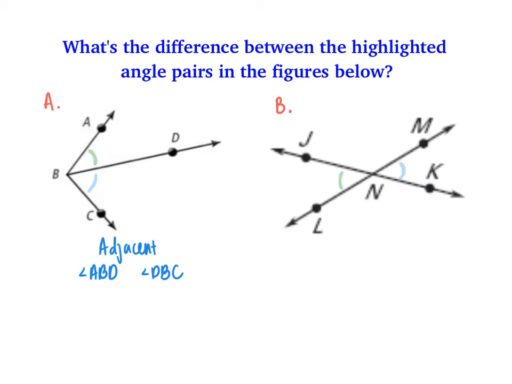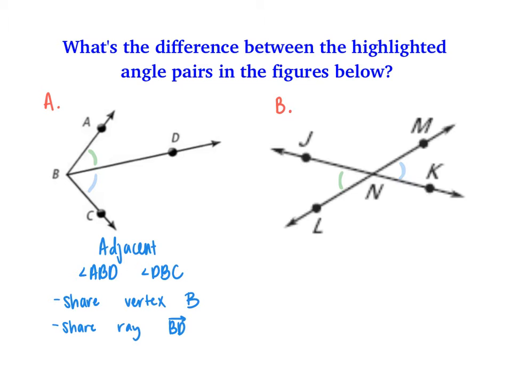We could get fancier than that if you wanted. You could say that they share a vertex, and the vertex here would be B. We could also say that they share a ray, and the ray that they share would be BD.